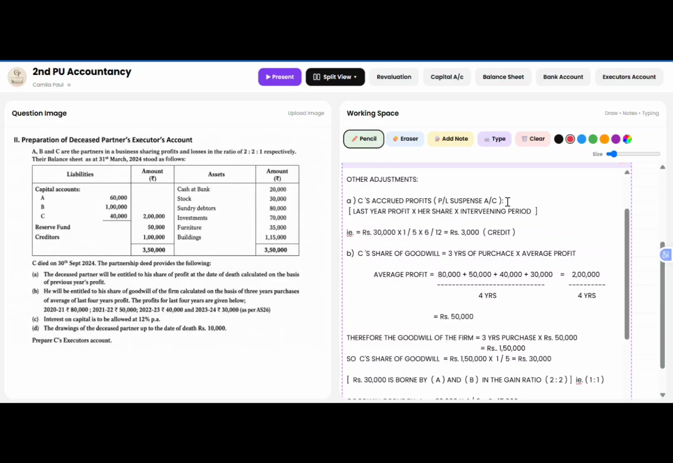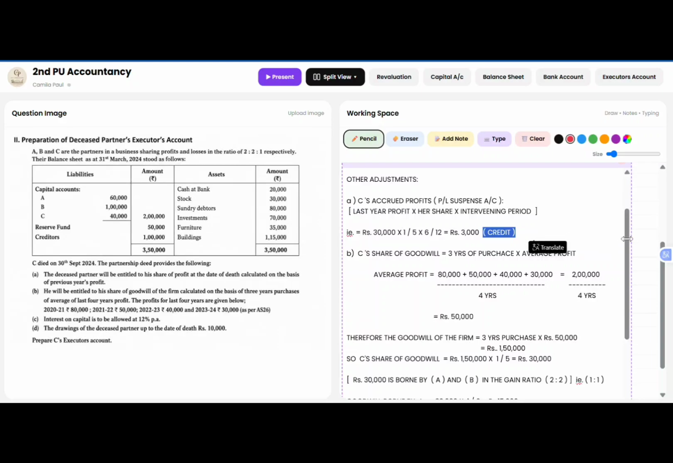of the executor's account. The calculation will be last year's profit into C's share into the intervening period. That is, rupees 30,000 is the last year's profit, into her share will be 1 by 5, into intervening period 6 by 12, which is 3,000, which should be entered on the credit side of the executor's account. Now moving on to the next adjustment.